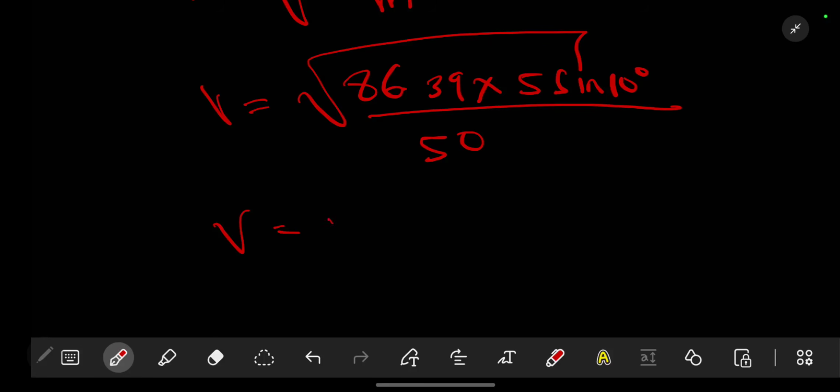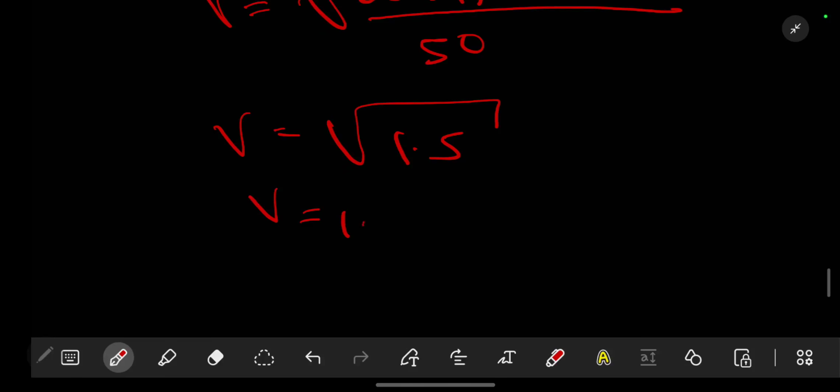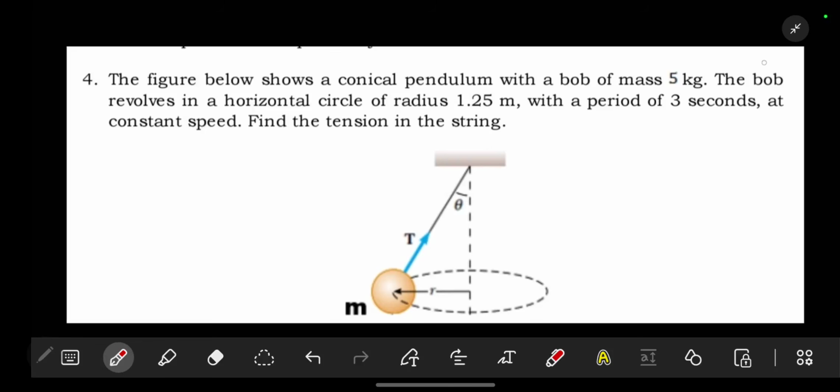We are going to get the root of 1.5, which v should be equal to. If we find the root of this, it is going to still give us 1.224 or 225. But let's say root of 1.5 is basically 1.225 meters per second. So either you do that or you do this. Let's move on to our next question.